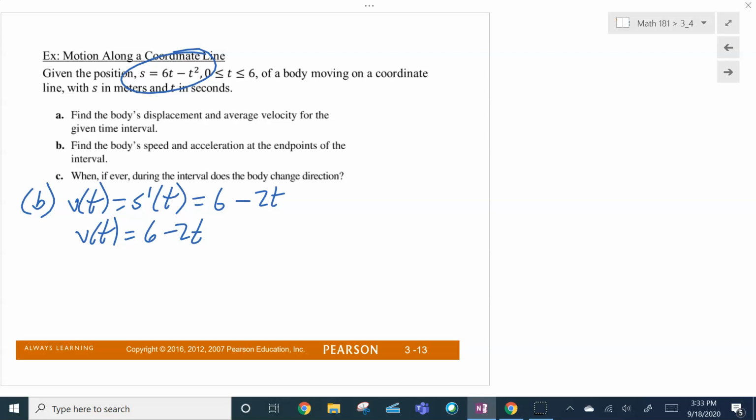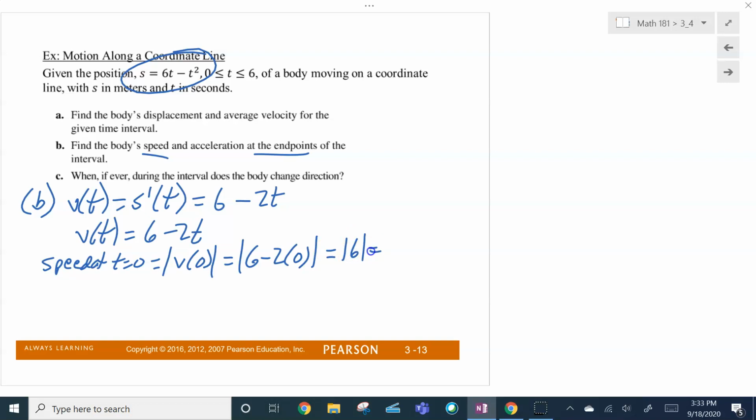Now it wants the speed at the endpoints. And then we'll do the acceleration. Okay. So s of 0, the speed at t being 0, is the absolute value of the velocity at 0. So the absolute value of 6 minus 2 times 0. Well, 6 minus 0 is 6. So we got 6. This is meters per second. That's our speed. The other endpoint would be the speed at t being 6.